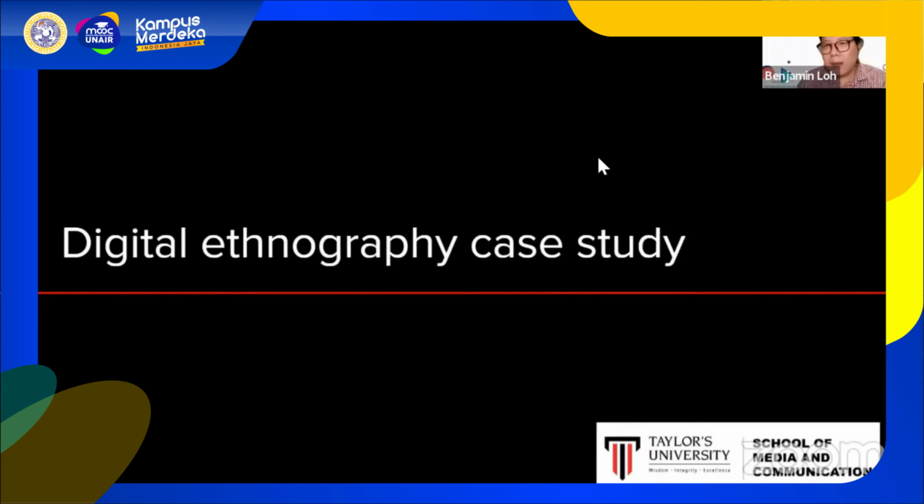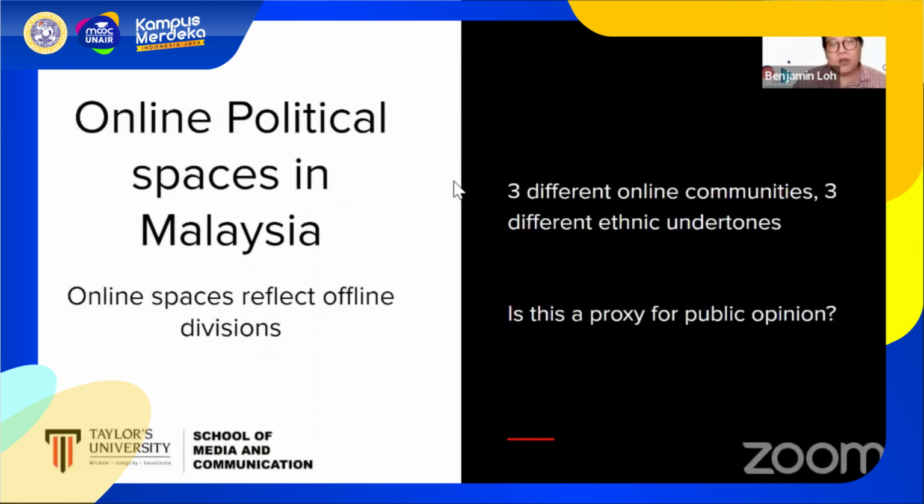Okay, so now I'm just going to go through very, very quickly a case study of digital ethnography of Malaysia. I'm going to look at the online political spaces in Malaysia and how these online spaces reflect offline divisions. So I'm going to take a quick look at 3 different online communities and see what are the 3 different ethnic undertones underneath them. And then we're going to ask the question of, is this a proxy for public opinion? Basically, if I just examine all of these 3 spaces, can I believe that this is what the majority of Malaysians have on a certain issue as well?